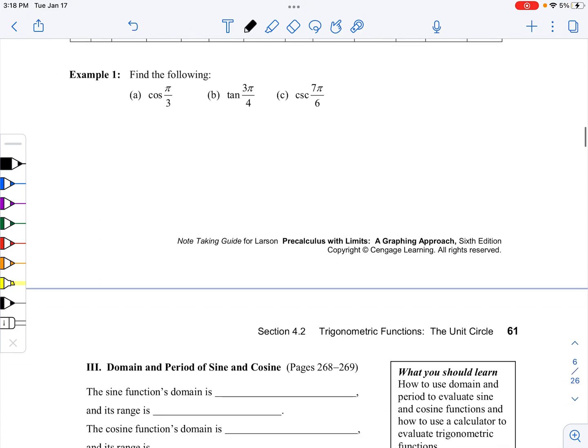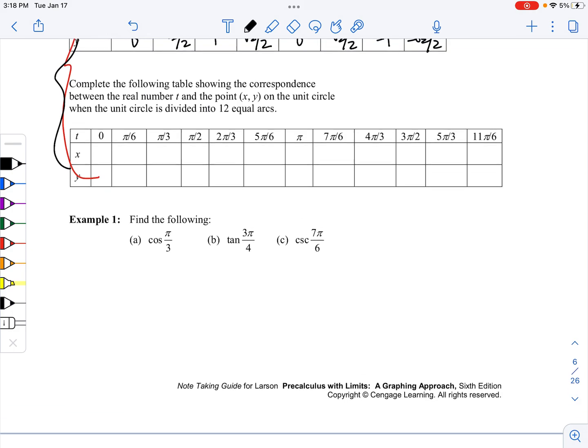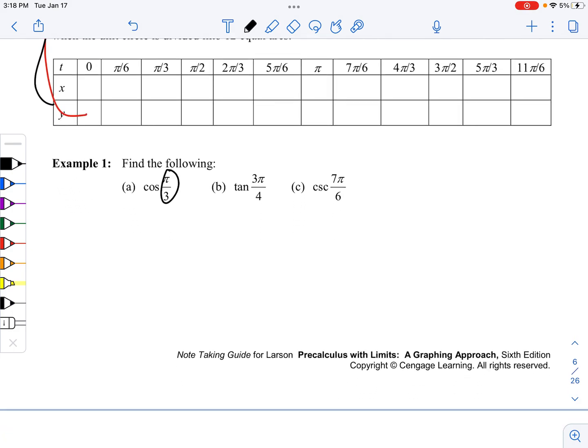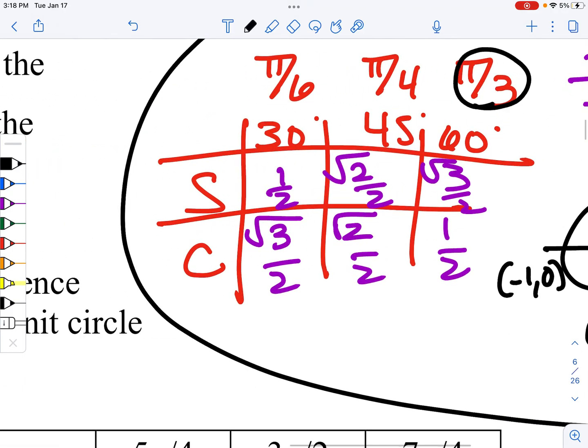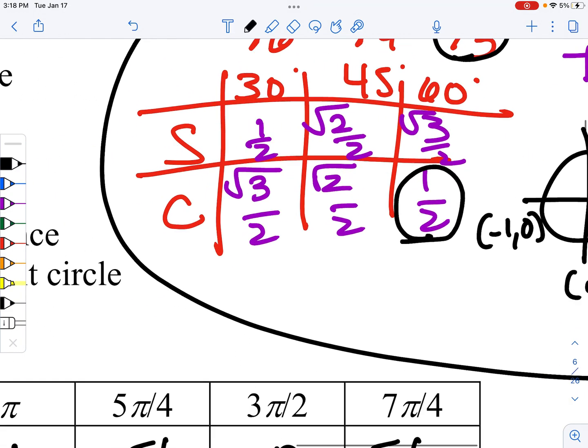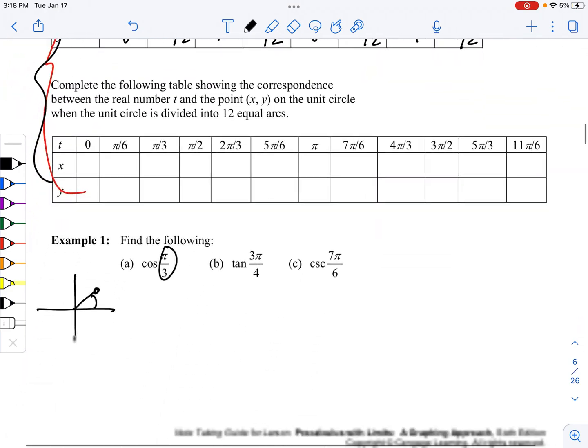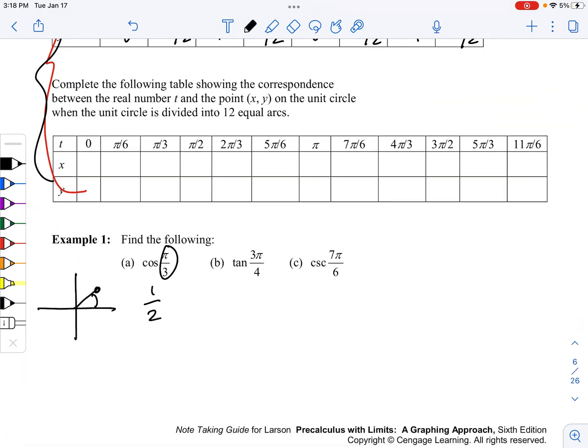And then our last little bit of our example here. So if I wanted to find the cosine of pi over 3, I know that pi over 3 is in the first quadrant, right here at pi over 3. And I know the cosine of pi over 3. If I look at my chart, here's pi over 3, so my cosine is right here at 1/2. So we're going to put that right here. And we know it's positive because it's in the first quadrant.